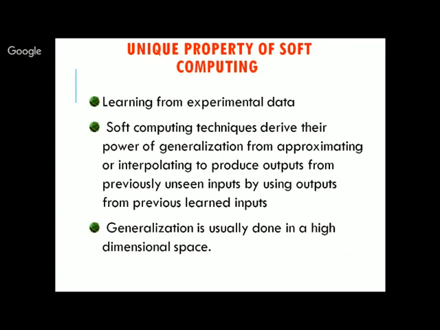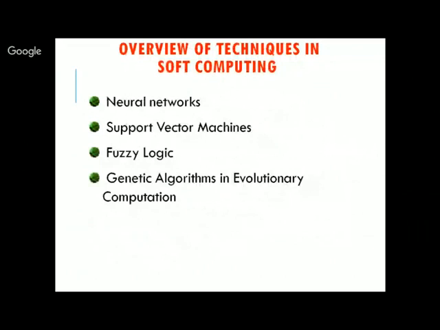I'll be giving you more detail. The unique property of soft computing techniques, the main property, is that it learns from the experimental data. You have some data, and from that data we can train a network, or the network learns, the program learns, and then behaves accordingly. So they derive their power of generalization from approximating or interpolating to produce outputs from previously unseen inputs. And this generalization can also be done in a high dimensional space. So we will go into these details.